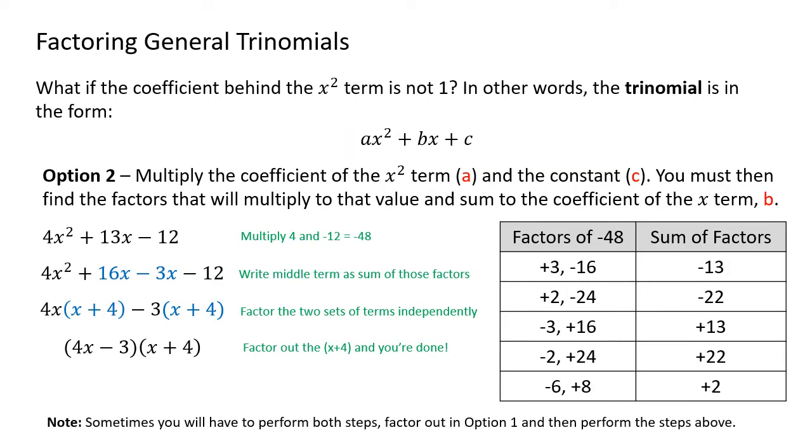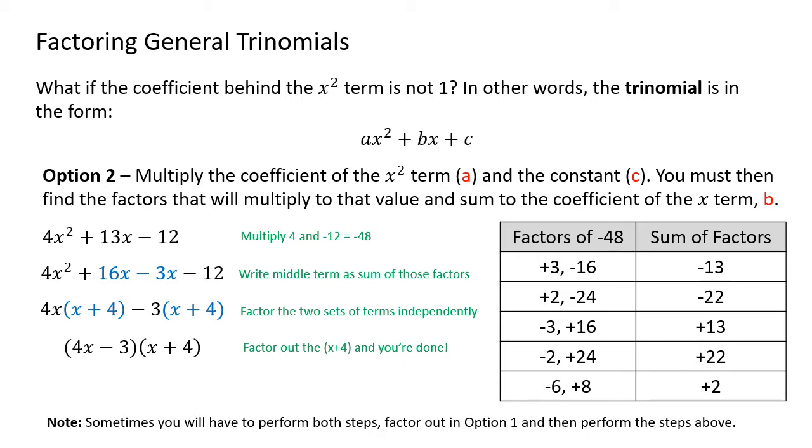The second option is if you can't pull out that common factor. So if we had 4x squared plus 13x minus 12, you can't pull out a common factor because there's no common factors that factor into 4, 12, and 13. You can take this 4 and factor it out of the constant term in this term, but you can't factor a 4 out of 13. You'd end up with a fraction.